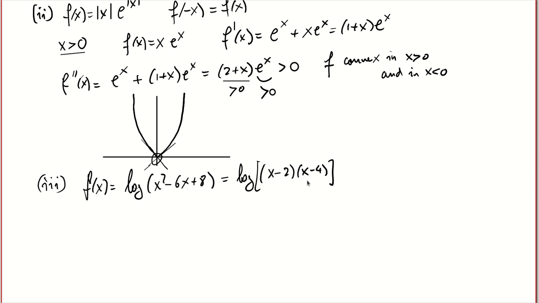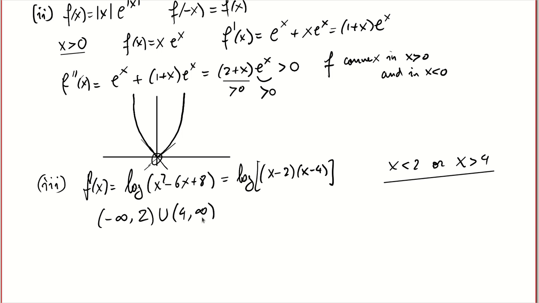So for x smaller than 2 or x larger than 4, the function is defined in this region. So in the interval minus infinity, 2, and 4, infinity, right? Between 2 and 4 the function is negative, because this is a parabola, it looks like this. This is the point 2, this is the point 4. So it's not well defined here because the argument is negative.